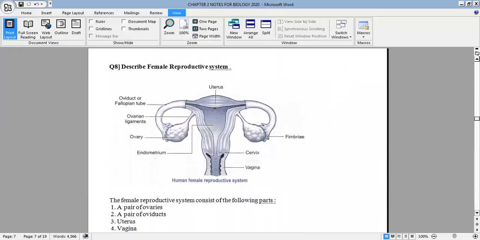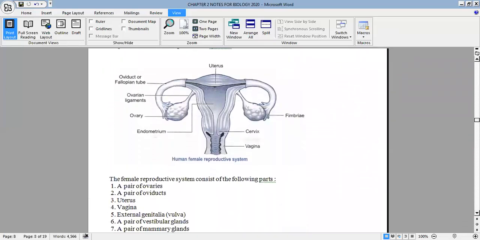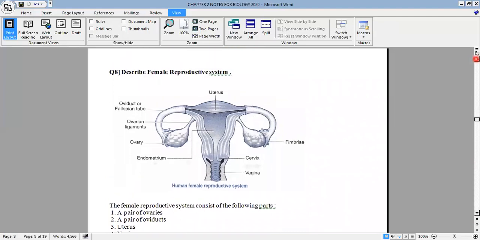Now the next question is female reproductive system. With the TS of testes, we complete the male reproductive system, and now this is the female reproductive system. This is a diagram of the female reproductive system. The parts you can see here are all internal parts, or internal genitalia. The parts of external genitalia are not seen in this diagram.